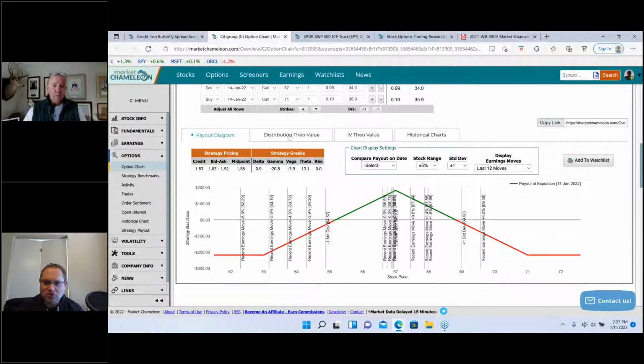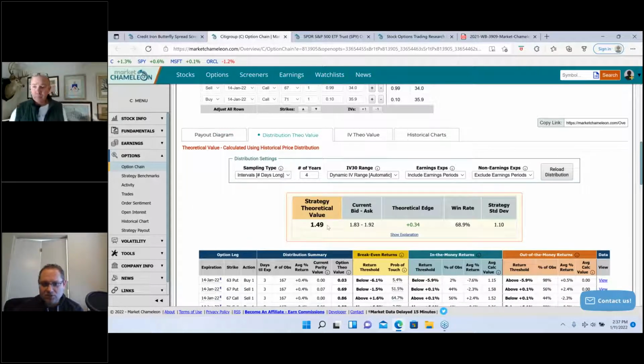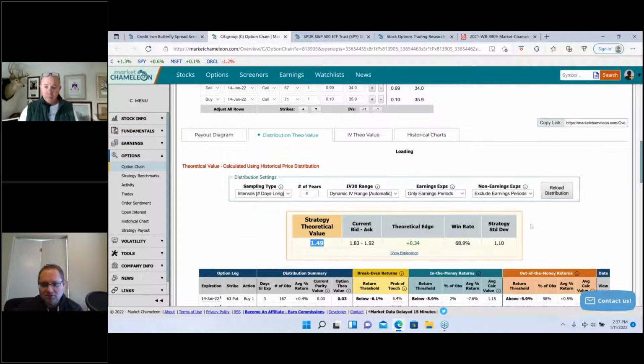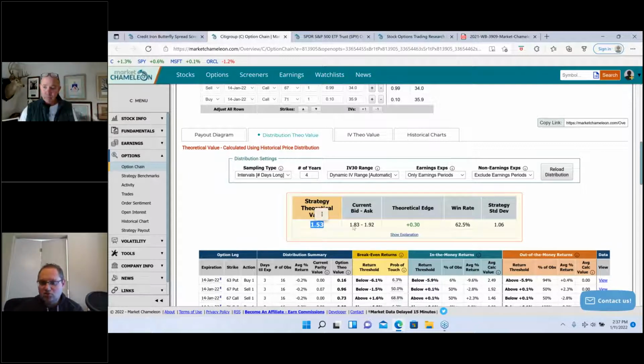And let's go to that distribution, Theo, and we're going to see what we think this is worth. So I got to change this back to only earnings periods. So if we used historical stock behavior and we plotted this against historical earnings, how it behaved from now to expiration, covering earnings, we see the average price is $1.53. So that's about a 30 cents edge. And that historical win rate, 62.5% of the time, what it's saying is that if you sold it for $1.83, 62.5% of the time, you'd have been able to buy back cheaper, resulting in a profit.